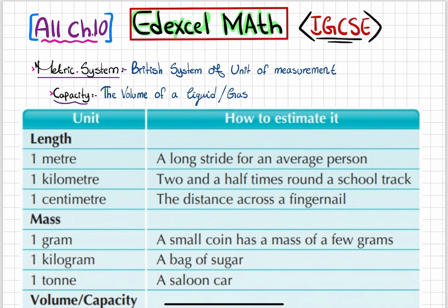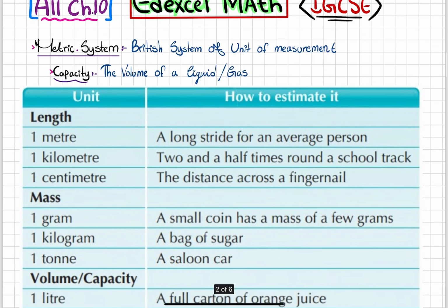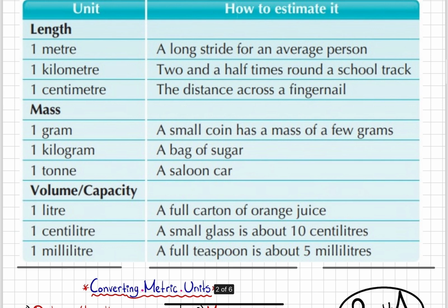The metric system. The metric system is the British system of units of measurements. Capacity is the volume of a liquid or gas. These are the first two definitions that you need to memorize. Now let's have a look at the metric system. In the metric system, the three main units we're going to study are length, mass, and volume/capacity. We're going to have a look at how to estimate these length measurements to get an idea of them. Then we're going to look at how to convert the length measurements.